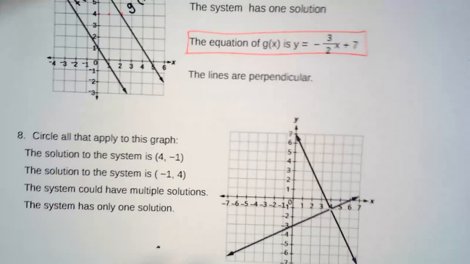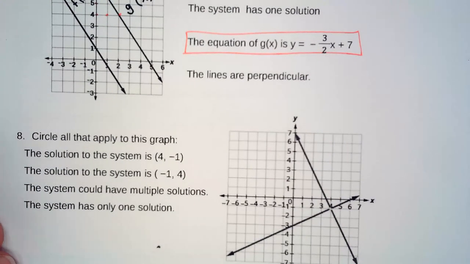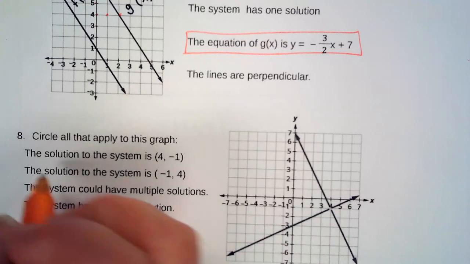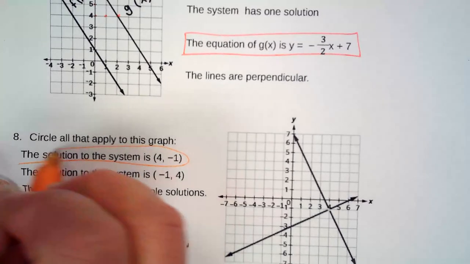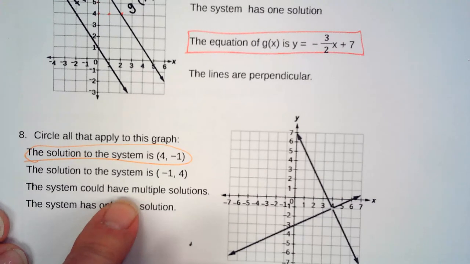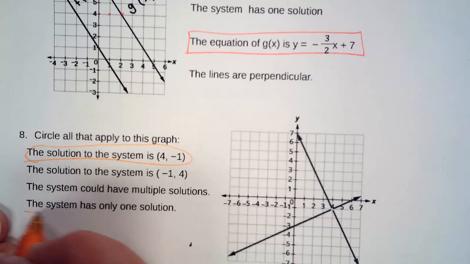For the next one, circle all that apply to this graph. The solution to this system of equations is 4, negative 1. That would be a correct statement because that's where they intersect. We know the second one cannot also be correct. Could it have more than one solution? No. Does it have only one solution? Yes.